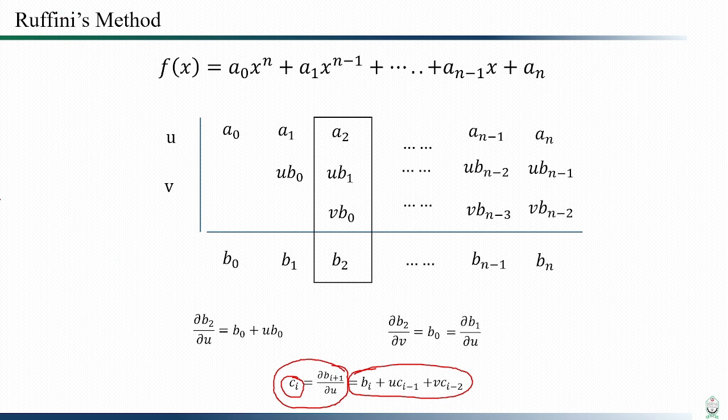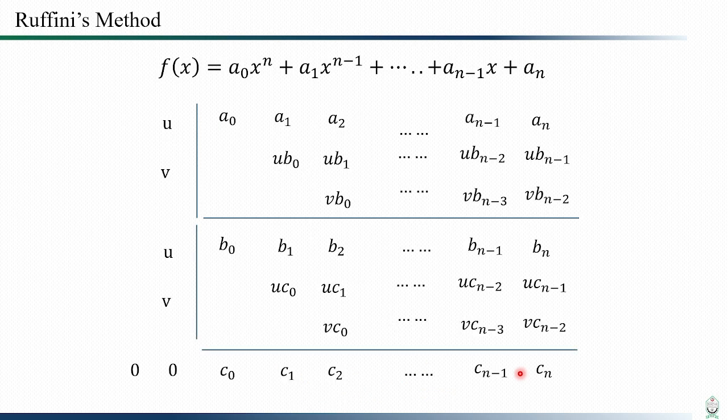Now the question is, how can we calculate C? We have seen calculation of A, it comes from the polynomial itself. We know the calculation of B, it comes from the calculation after we apply the Ruffini's method. How can we calculate these values of C? We will calculate these values of C by applying the Ruffini's rule again on this B.